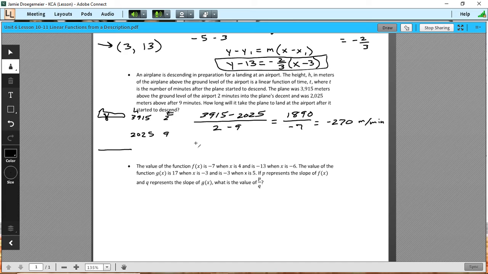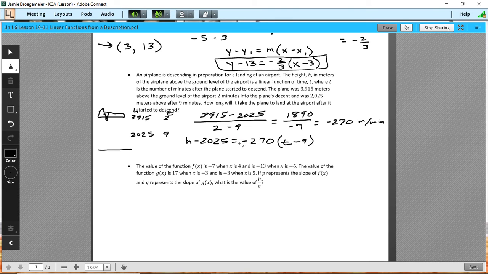There's a few different ways that we could approach this problem. We could write an equation. So we know that if we think about what we just did here with our point slope form, h minus h1 in this case would be 20:25, is going to be equal to that negative 270, which would be our slope, times t minus 9.